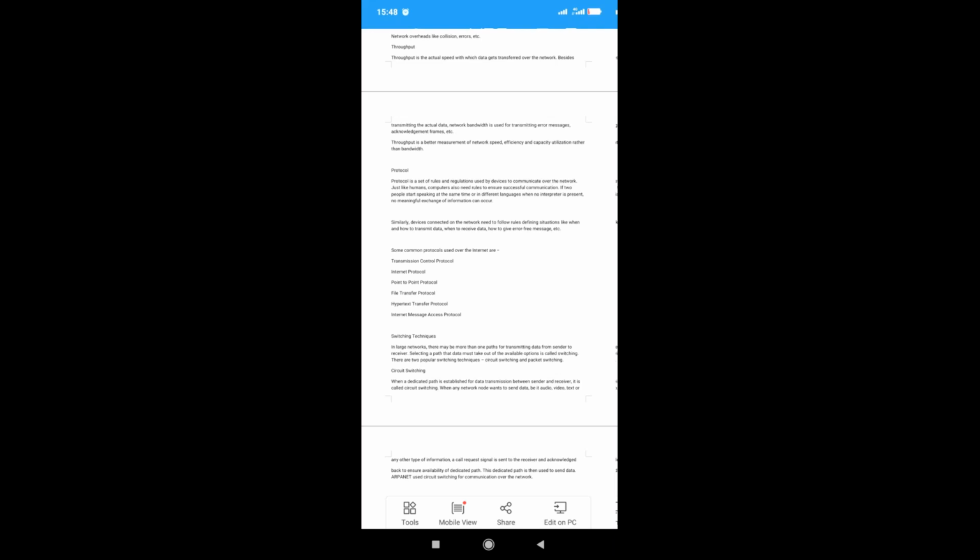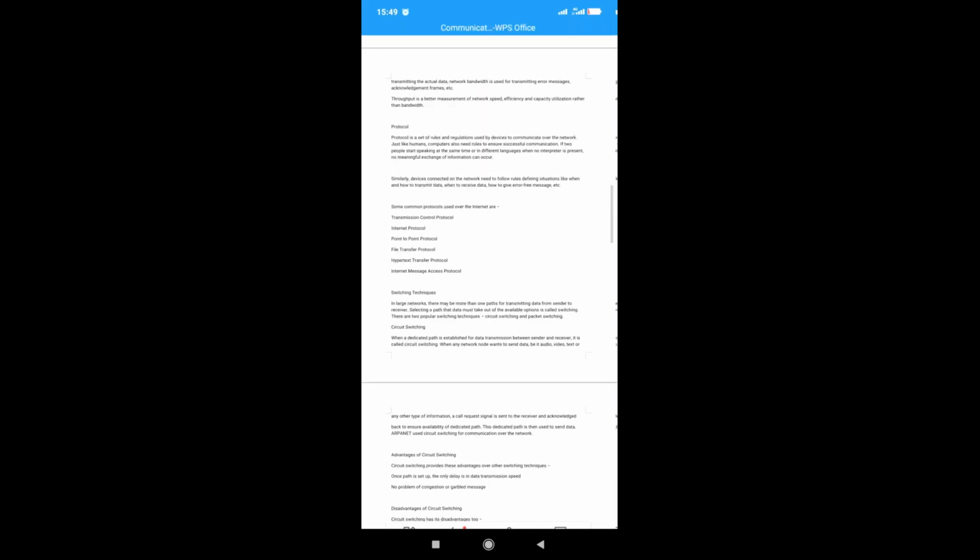The transmission control protocol, which is called the TCP/IP protocol, the internet protocol. Then we have the point-to-point protocol. Then we have file transfer protocol. We have hypertext transfer protocol. Then we have the internet message access protocol.